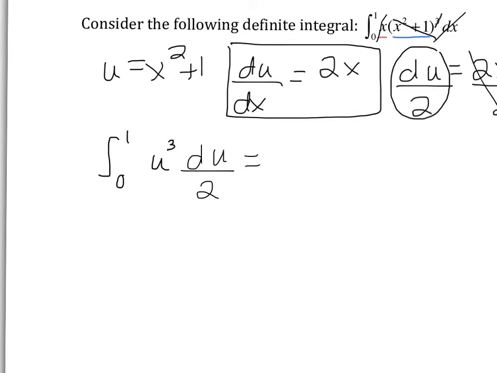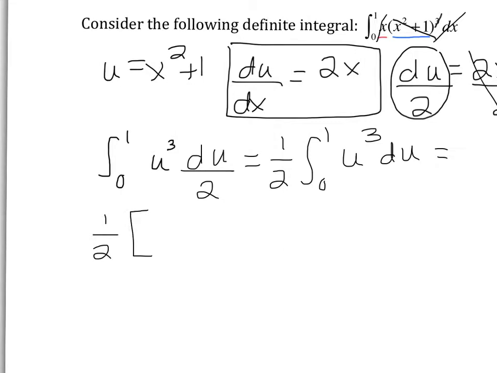Then we recognize that division by 2 is just multiplication by 1/2, so I'll bring that scalar multiple out to the front. And now I'm just looking at u cubed du, and it doesn't get much easier than that. So we'll just use a little reverse power rule here. I'll keep the 1/2 out in front, and then u cubed will integrate to u to the 4th over 4, and we'll evaluate that between 0 and 1.